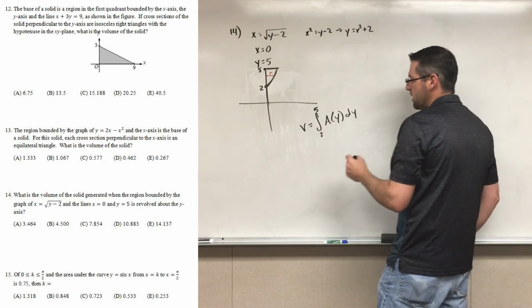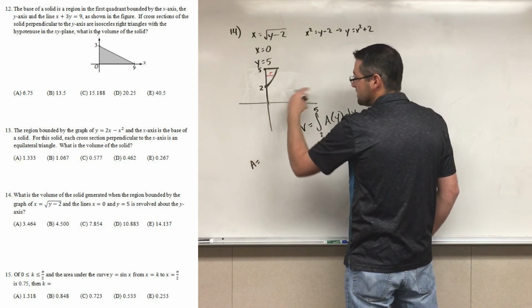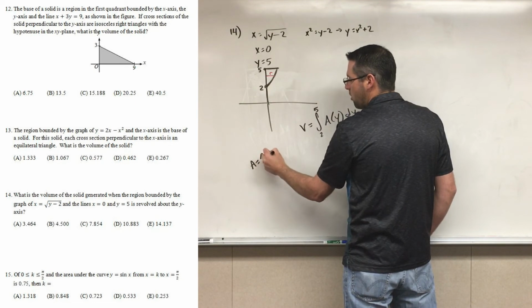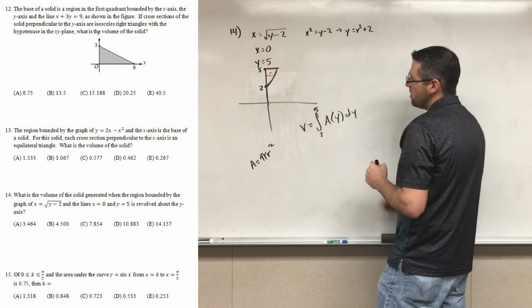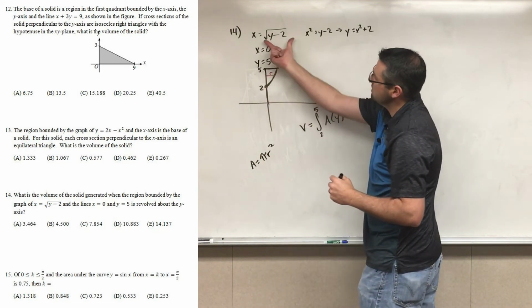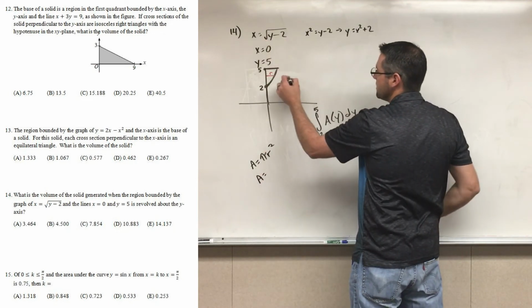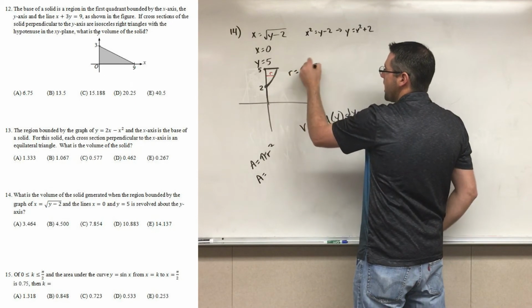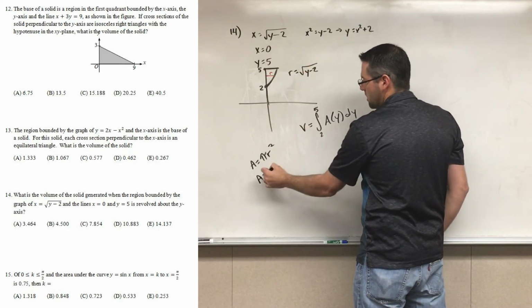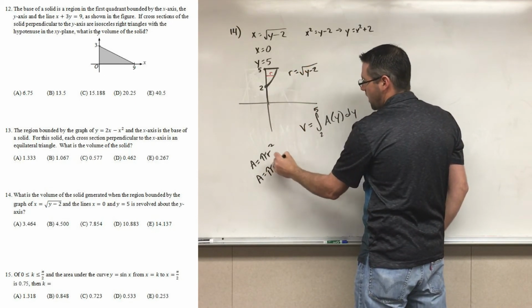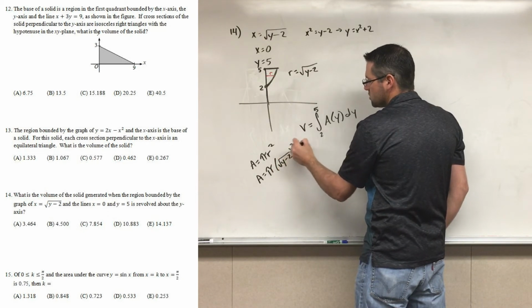Well, remember, area is equal to, in this case, because we're circles, it's going to be pi r squared. And so this length is my radius. So this expression here represents my radius. So we can say, let me write this down, r equals rad y minus 2. And so when I plug that in here, I get pi times rad y minus 2 squared.